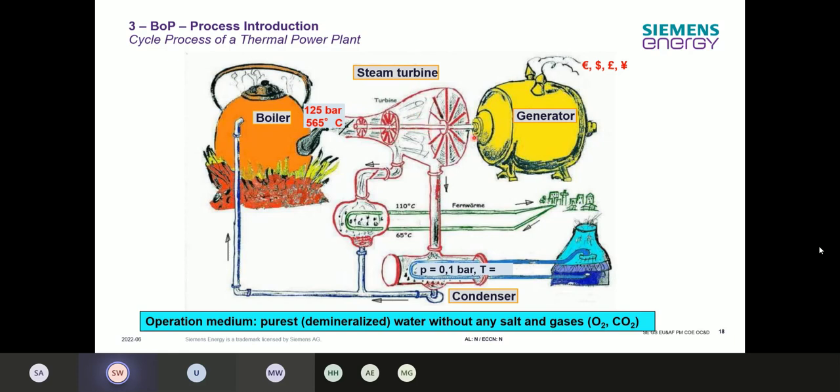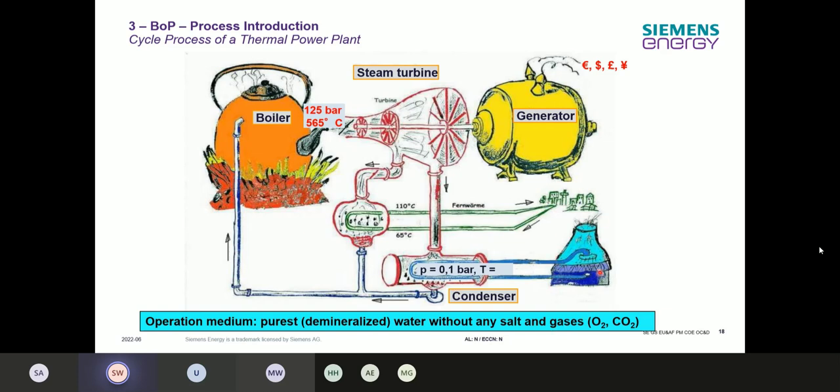The turbine is connected to the generator, and the generator's electrical output is what brings us the benefit. That's where we get the earnings for the power plant. We're selling the electricity, and that's our income coming in. And of course, we need to pay over here for the heating, so either the gas for the gas turbine or the coal for the boiler. This is all what we need to pay for.